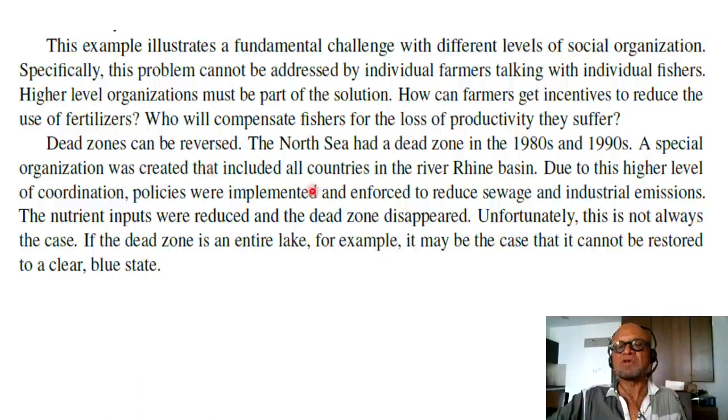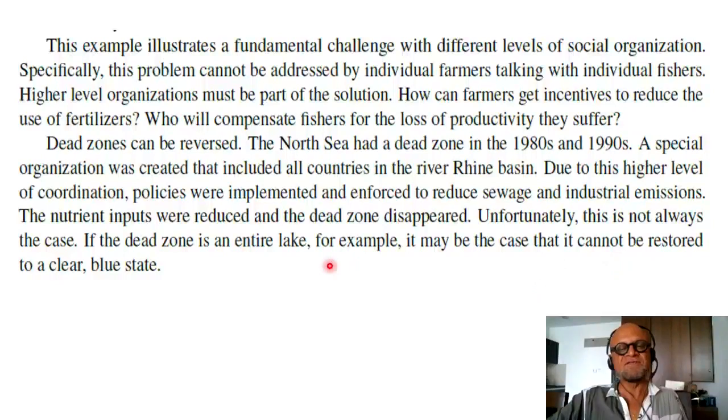Dead zones can be reversed. This is good news. The North Sea had a dead zone in the 1980s and 1990s. A special organization was created that included all countries in the River Rhine basin. Due to this higher level coordination, policies were implemented and enforced to reduce sewage and industrial emissions. The nutrient inputs were reduced and the dead zone disappeared. So there is a governance issue for water pollution that actually got solved by coordinated multinational, multi-level governance.